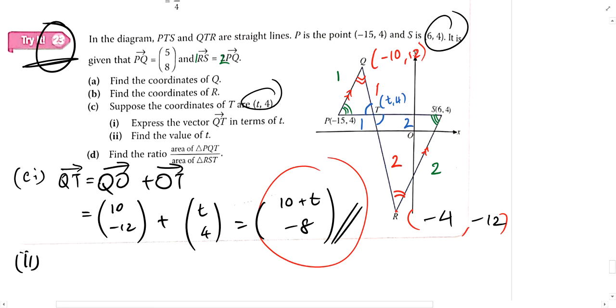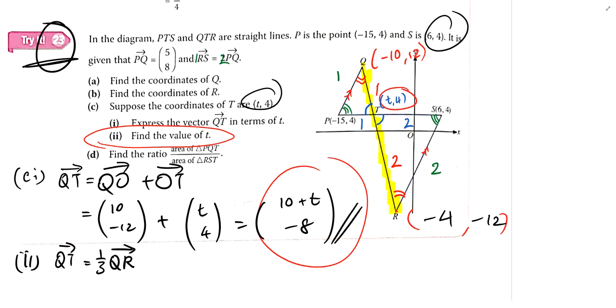So now I need to do part 2. Find the value of t. I would like to form an equation which involves the coordinates of T, as well as whatever information we found in part C, part 1. Identify QT in the yellow color highlighter part. QT, that's 1 unit, right?